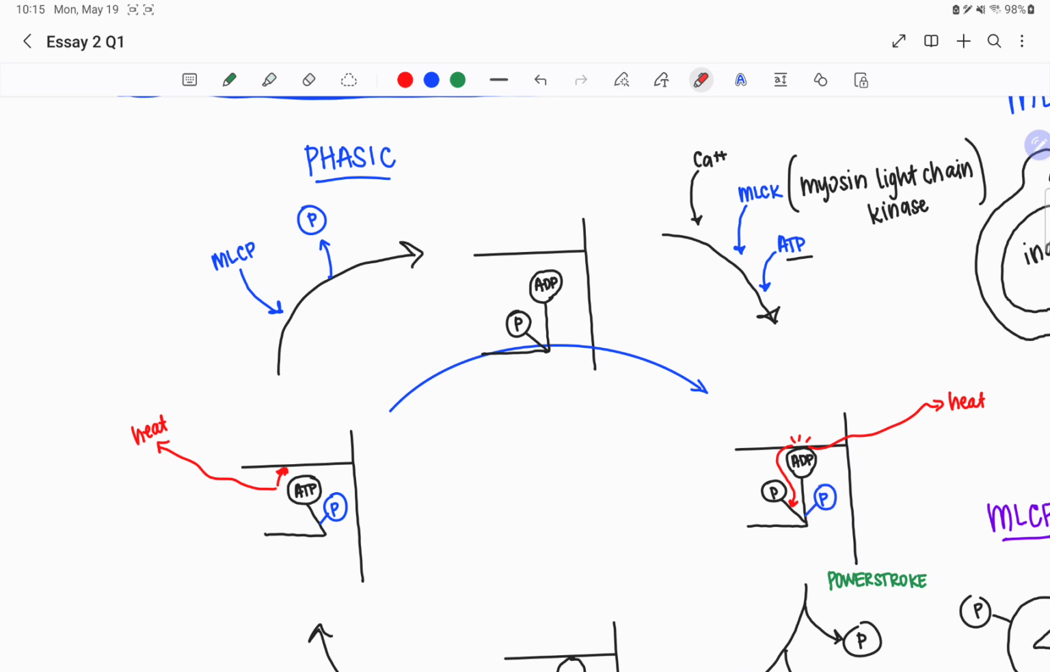Right? So phasic, where you're going to see that is in places like your blood vessels or your digestive tract, right? It's kind of linked with peristalsis. So just that constant rolling movement, right? Where it's just kind of going and going and going, okay?